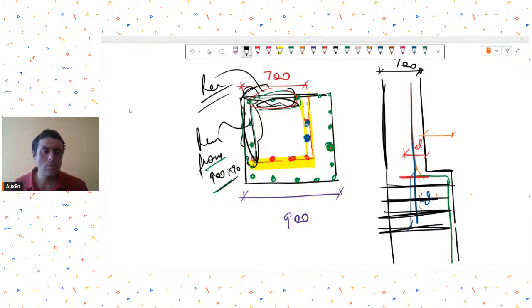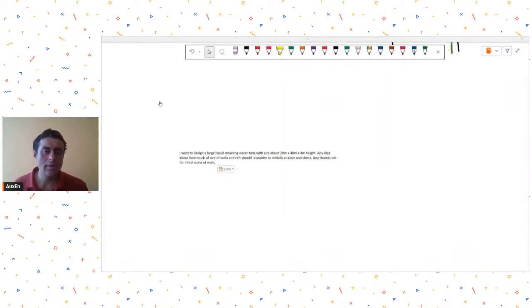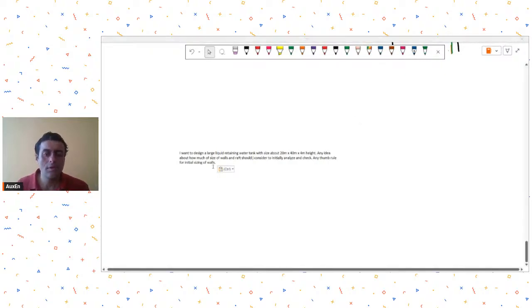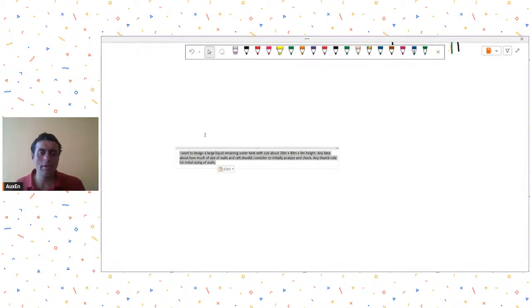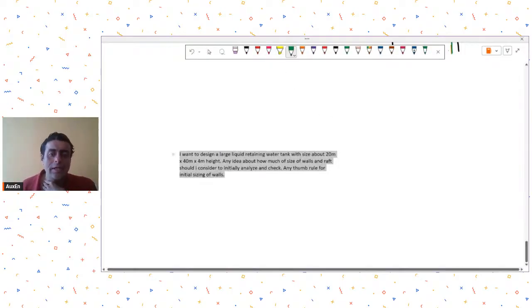I want to design a large liquid retaining tank, 20 meter by 40 meter. So his question is that any thumb rule, 20 meter by 40 meter with size about 20, with height about 4 meter height.